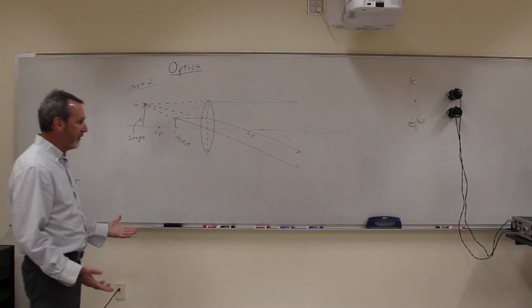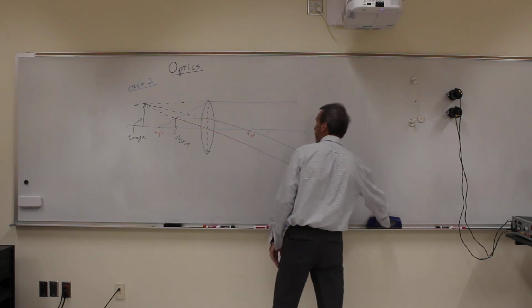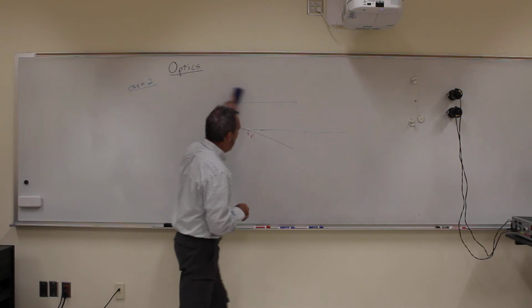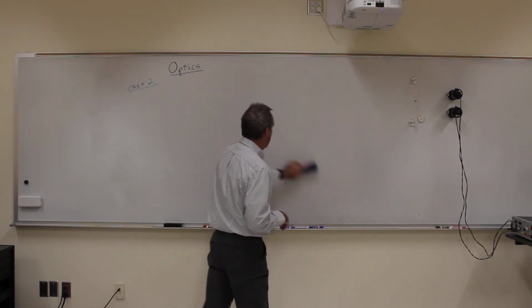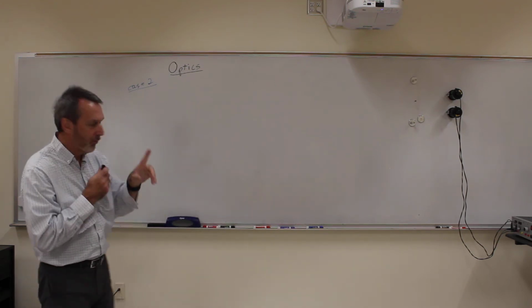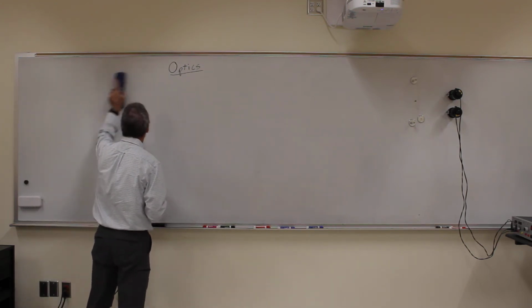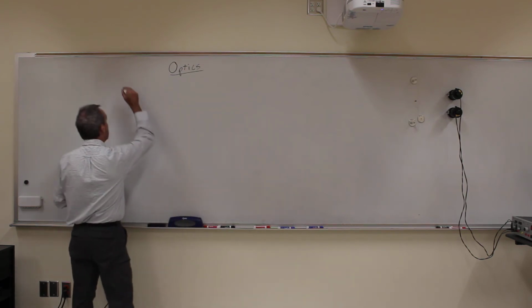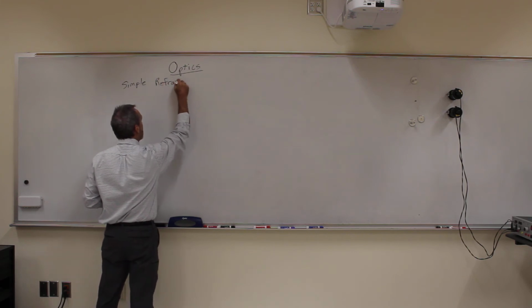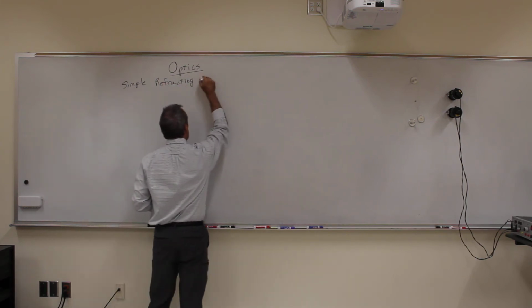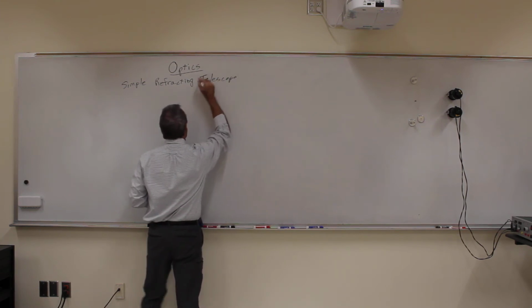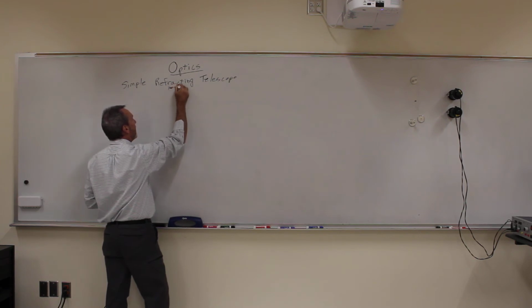So how do you build a simple telescope? You just put case 1 and case 2 together. And that's what Hans Lippershey figured out and Galileo figured out: it's not hard to build a telescope. You just got to get the right lenses in the right place. All right, so this is going to be what we call a simple refracting telescope. Refracting means it uses lenses.